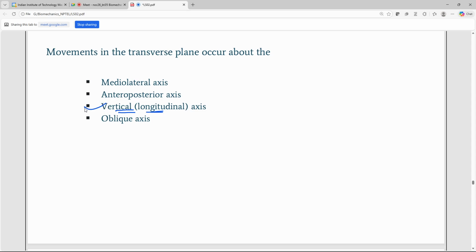So movements, we have already discussed what kind of movements are happening in the transverse plane: they are rotations, and internal rotations are happening about the vertical axis or craniocaudal axis.